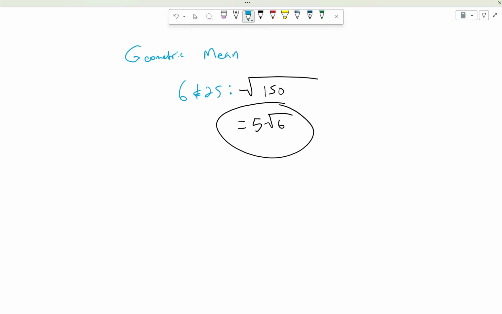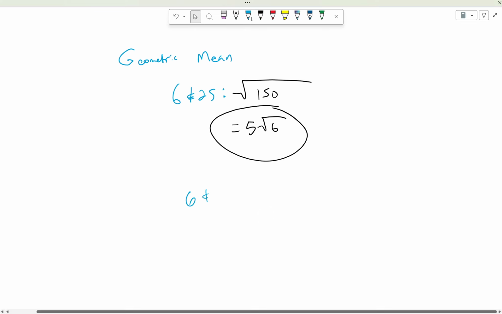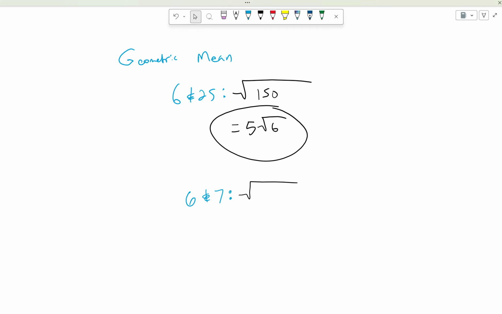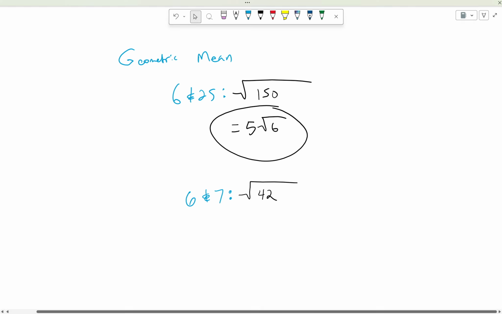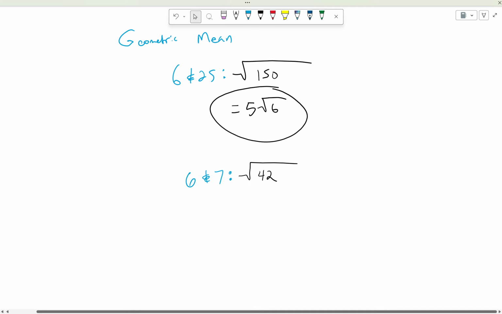Okay, let's do another one. Geometric mean of 6 and 7. All right. It means it's going to be rad 42, right? The square root of 6 times 7. Can we actually pull any factors out of that? Does 4 go in? Nope, right? 36 doesn't go in. It's too big. It's more than half. 25 doesn't, right? So that's what it's going to be.